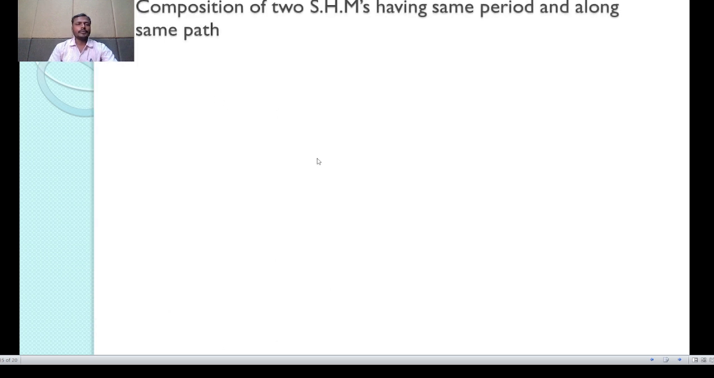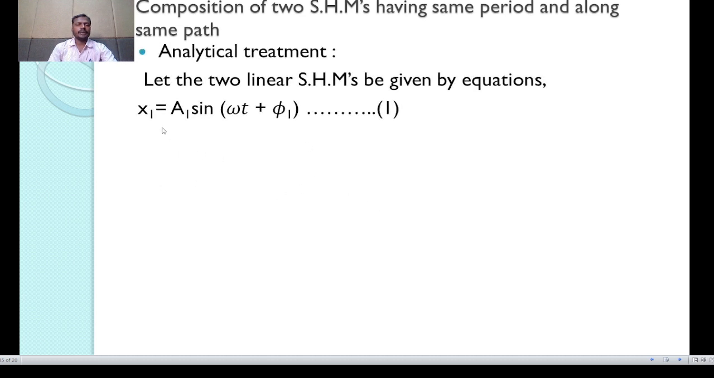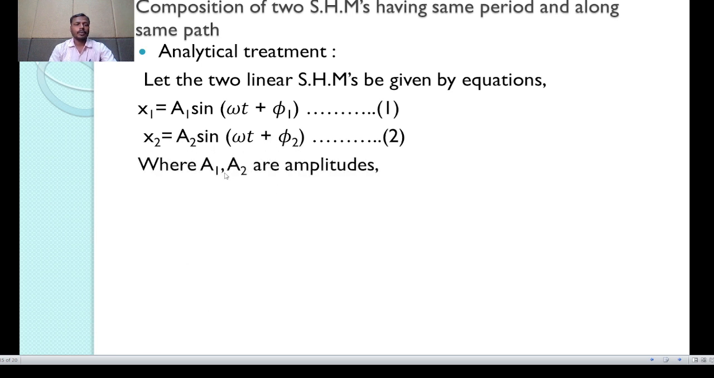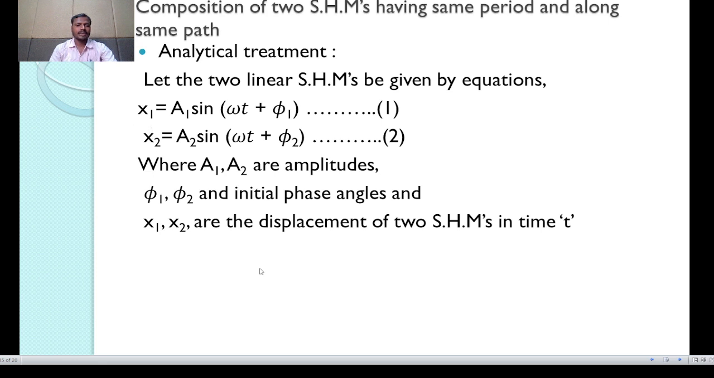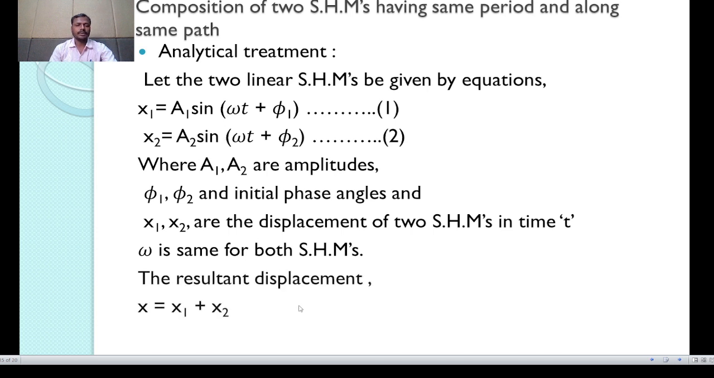Now the second point of today's lecture is composition of two SHMs having the same period and along the same path. Consider the two SHMs of equation: first SHM x1 is equal to A1 sin(ωt + φ1) and second SHM x2 is equal to A2 sin(ωt + φ2), where A1 and A2 are the amplitudes, φ1 and φ2 are the initial phases of the two SHMs, x1 and x2 are the displacements at time t. Omega is the same, that is, angular frequency is the same in both SHMs.